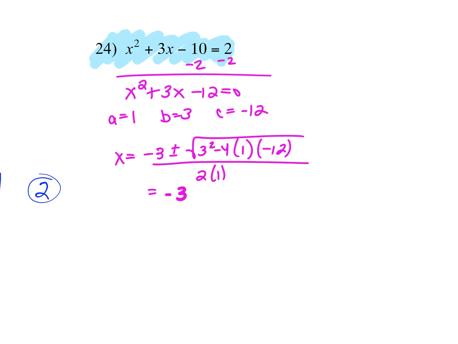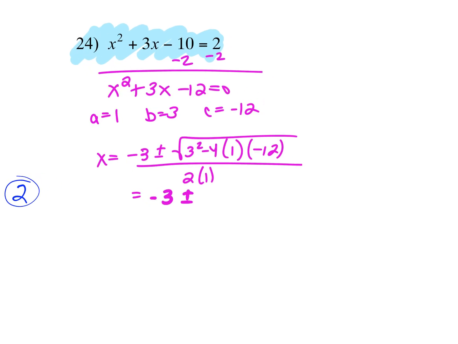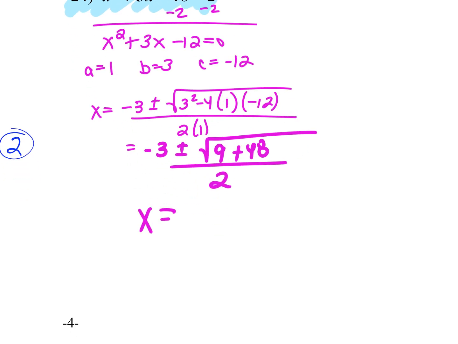So negative 3 plus or minus, what's 3 squared? 9. Negative 4 times 1 times negative 12. Positive 48. All over 2 times 1 is 2. Negative 3 plus or minus, what's 48 plus 9?